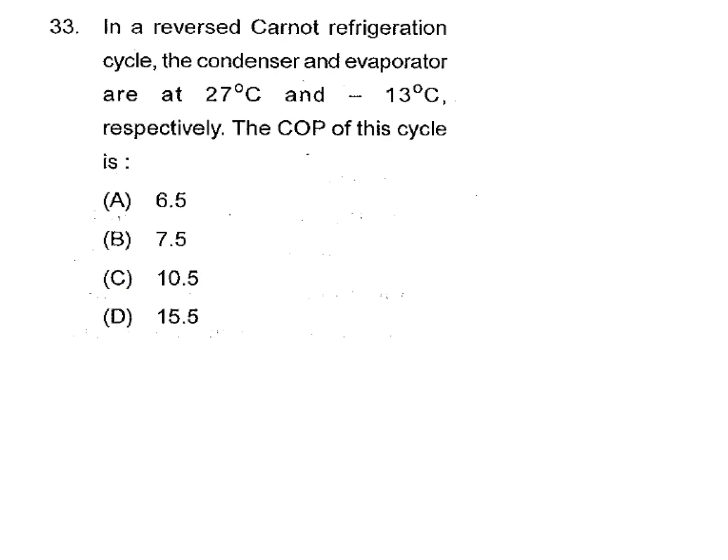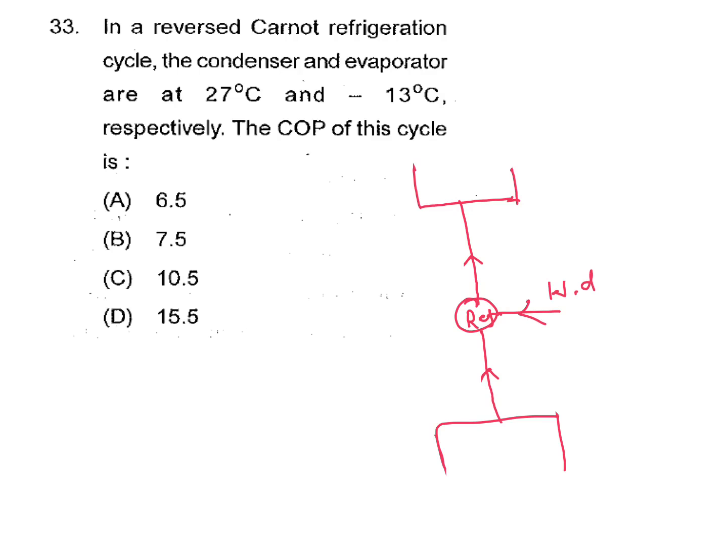In a reversed Carnot refrigeration cycle, the condenser and evaporator are at 27 degrees Celsius and minus 13 degrees Celsius respectively. The COP of this cycle is how much? Carnot refrigeration. This type of question I already discussed in ISRO question papers. It is a refrigerator, so work done on the system.